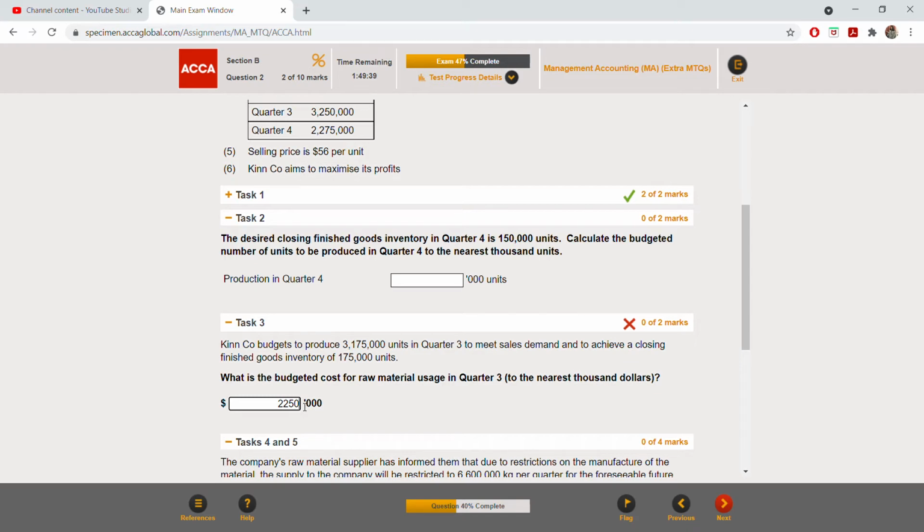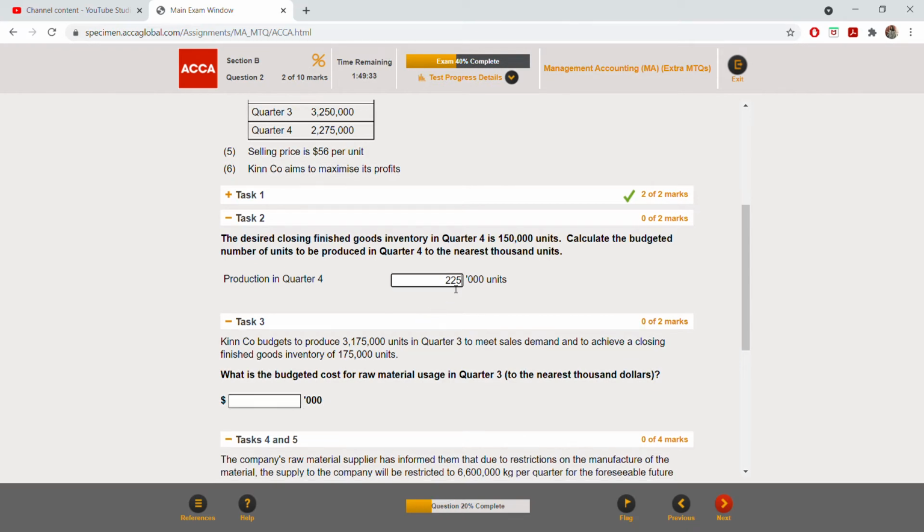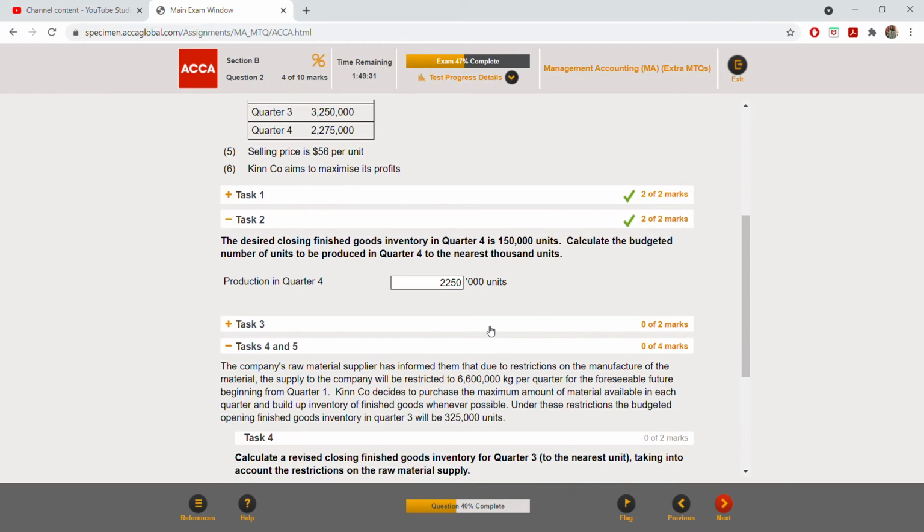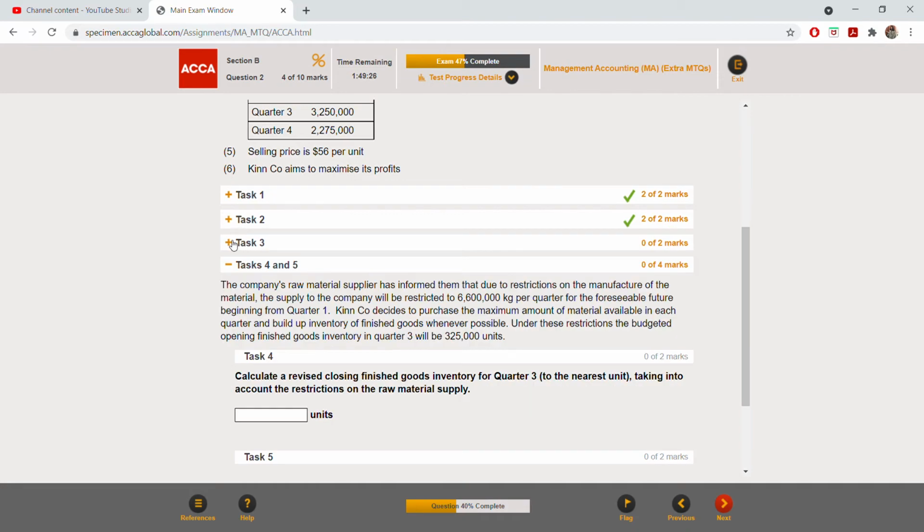Okay, sorry, I wrote in the wrong cell. It is supposed to be here. Okay, close down task 2 and open task 3.